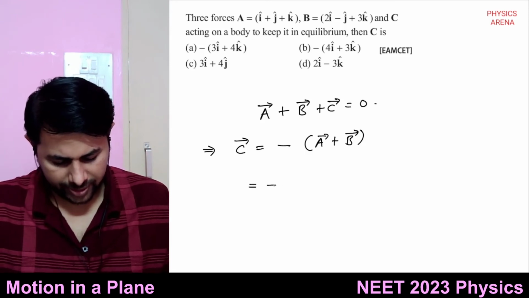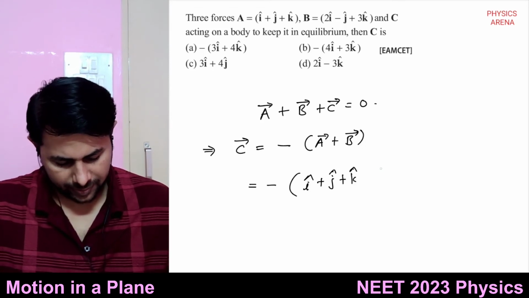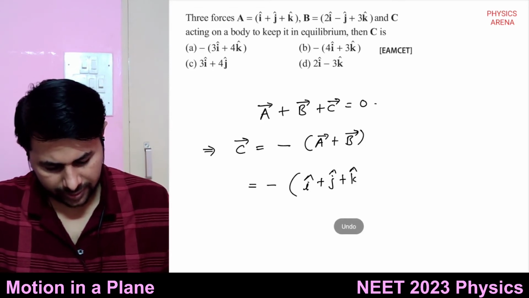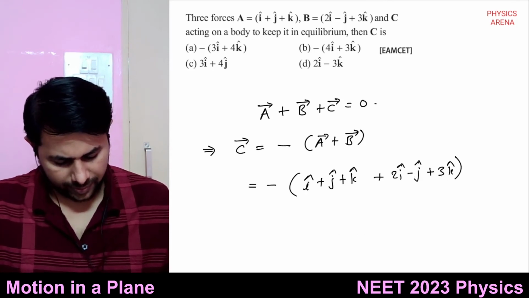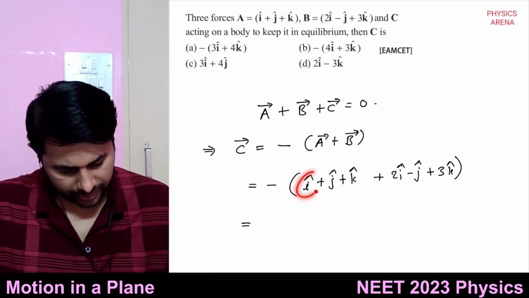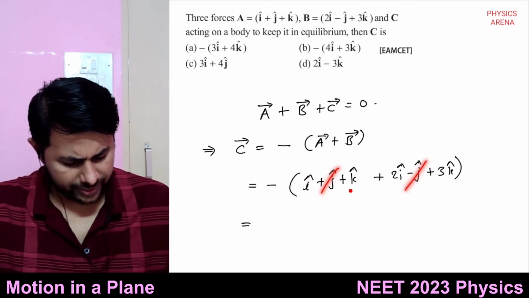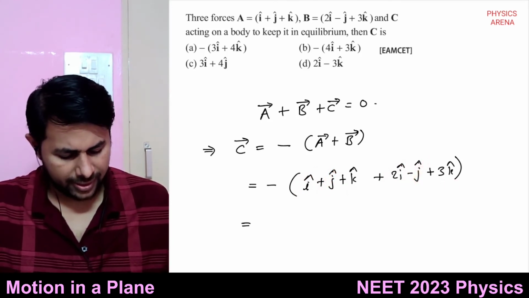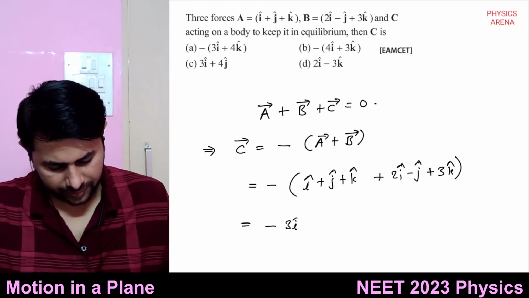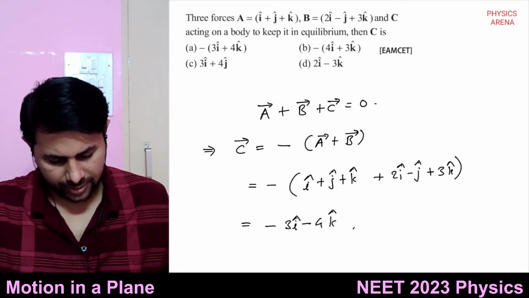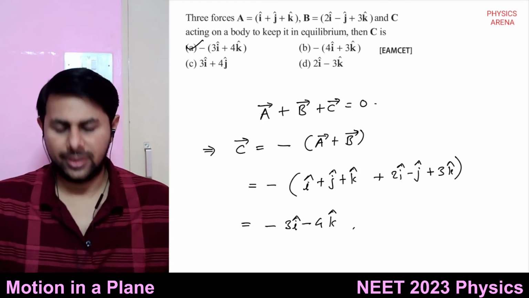So just substitute A bar and B bar. What is that? i plus j plus k plus 2i minus j plus 3k. What is the answer? i plus 2i is 3i, the j gets cancelled, and 3k plus k is 4k. So minus 3i minus 4k. This should be option A. Option A is the answer. Okay, simple question.